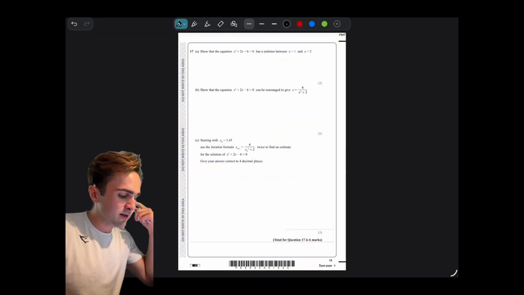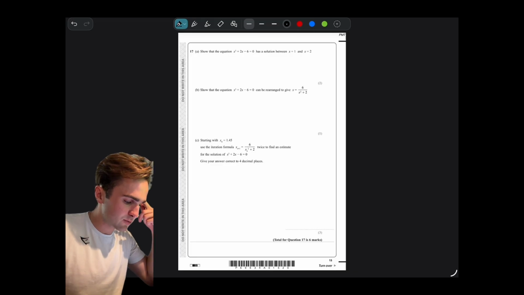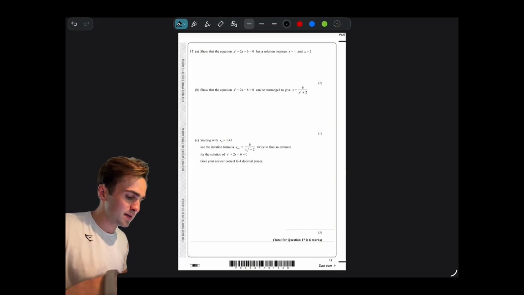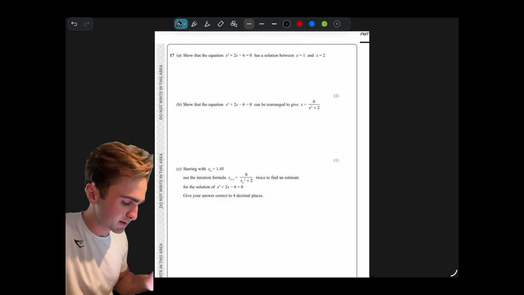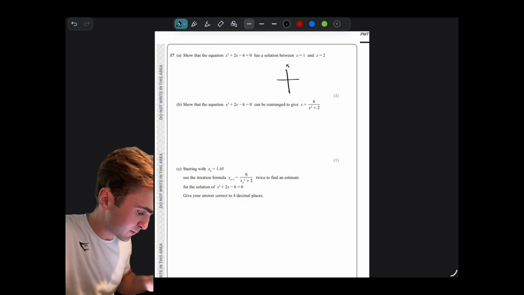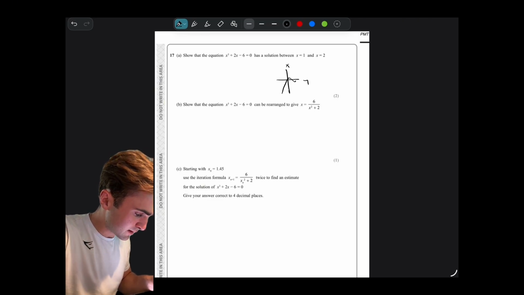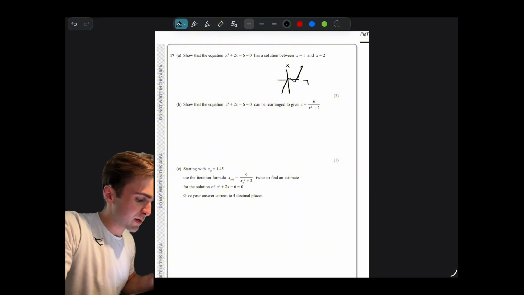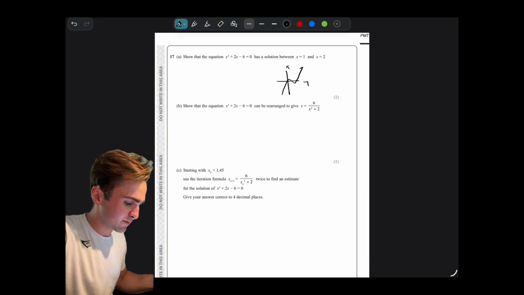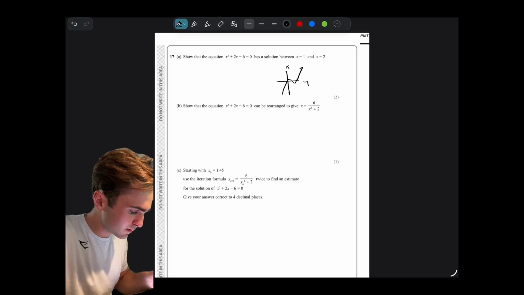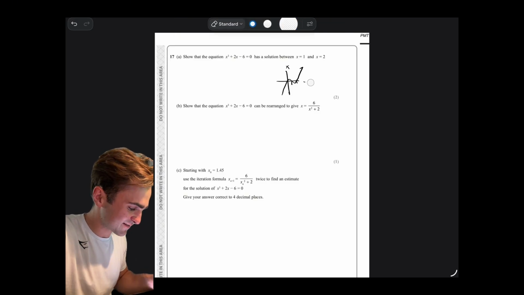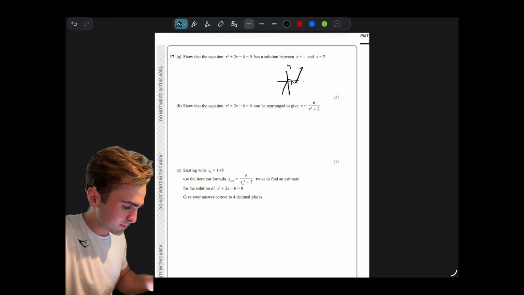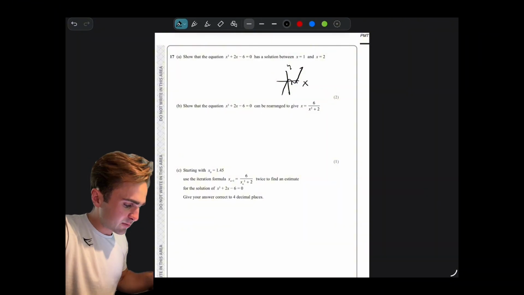17a, show that the equation x cubed plus 2x minus 6 equals 0 has a solution between x equals 1 and x equals 2. So this question here, we've got to think about the graph first, right? If we have an x and a y-axis, the graph is going to look something like this, because we have a solution between 1 and 2, which is what the question implies. So these two points here are where it crosses the x-axis. Oh God, I just drew my axis the wrong way around. So we have to show that there's a solution between them.